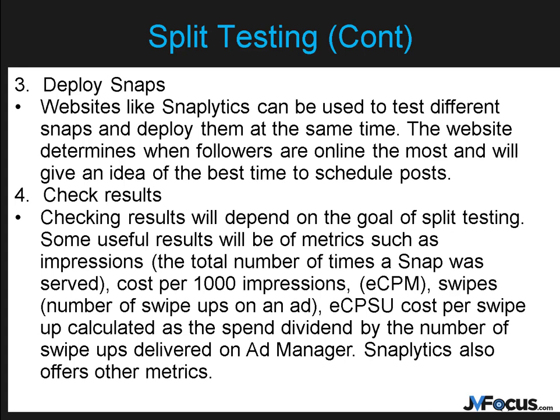Some useful results will be the metrics such as impressions, the total number of times a snap was served, cost per 1,000 impressions, eCPM, swipes, number of swipes up on an ad, eCPSU, cost per swipe up calculated as the spend divided by the number of swipe ups delivered on Ad Manager. Snapalytics also offers other metrics.